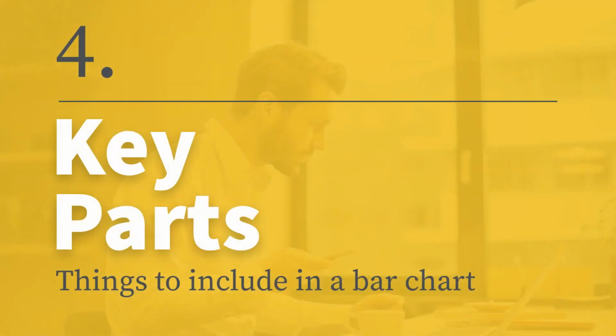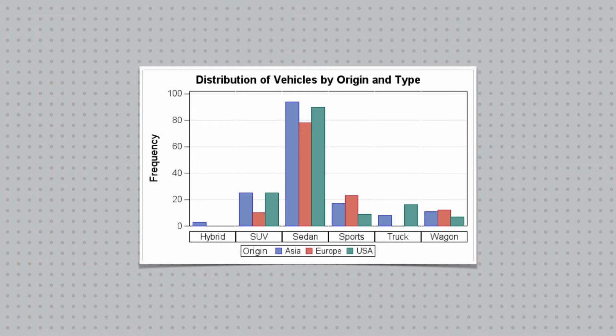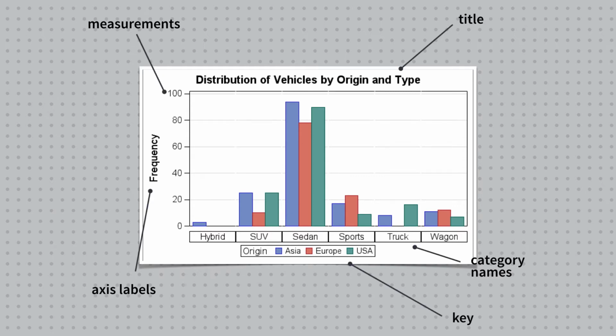Now let's look at the key parts that you must make sure you include anytime you create a bar chart. So here we have the example that we looked at already of the different kinds of vehicles. And this chart contains all of the key things that we must have when we are designing and making a bar chart. You must make sure that your measurements are clearly stated and that your axes are labeled. You must, of course, have a title so people know what the chart is about. And you must have your category names. If you don't have the category names, people don't know what the bars represent.